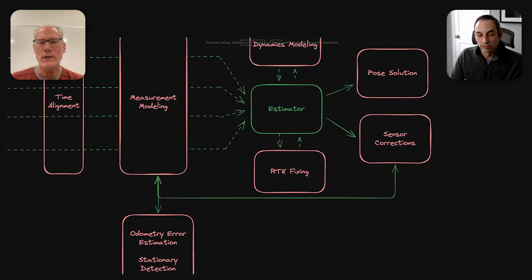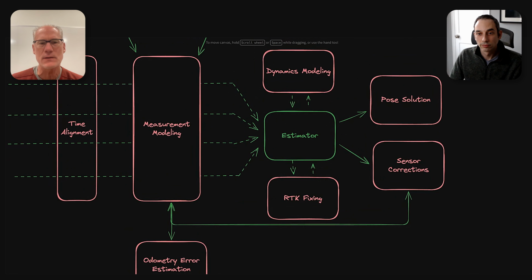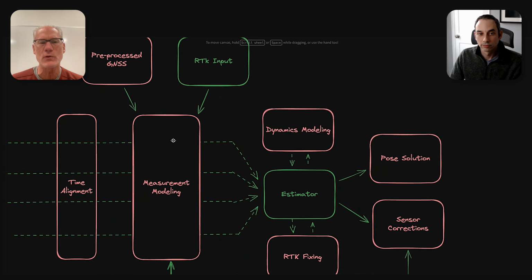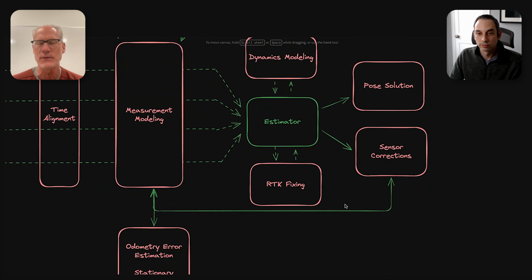Gotcha. So now let's drop down to this RTK fixing and connect the dots for me a little bit, where it sounded as if we were doing some initial RTK-like stuff in the measurement modeling. And what is the difference here when we're doing the RTK fixing?